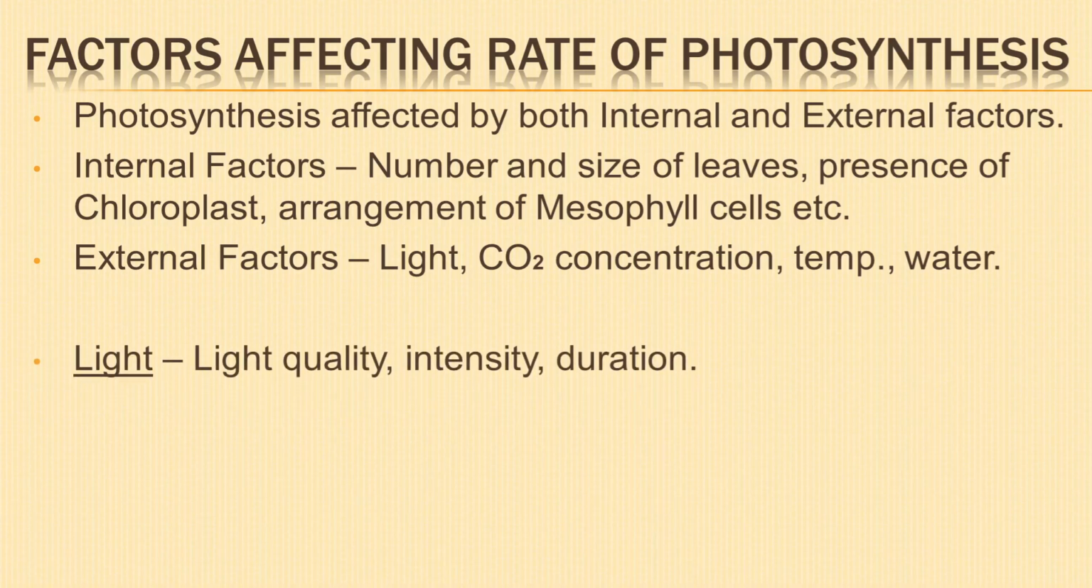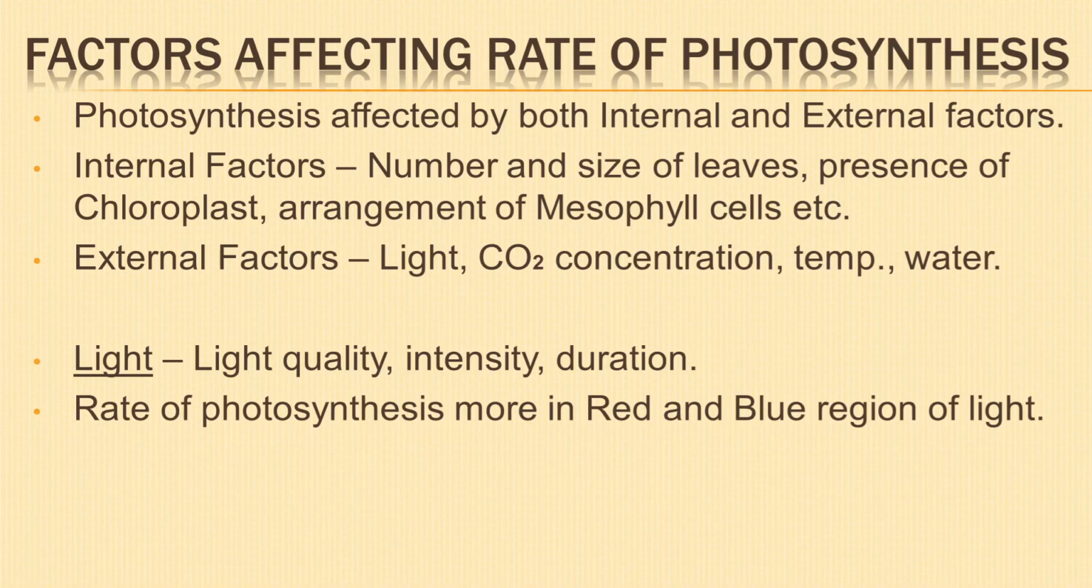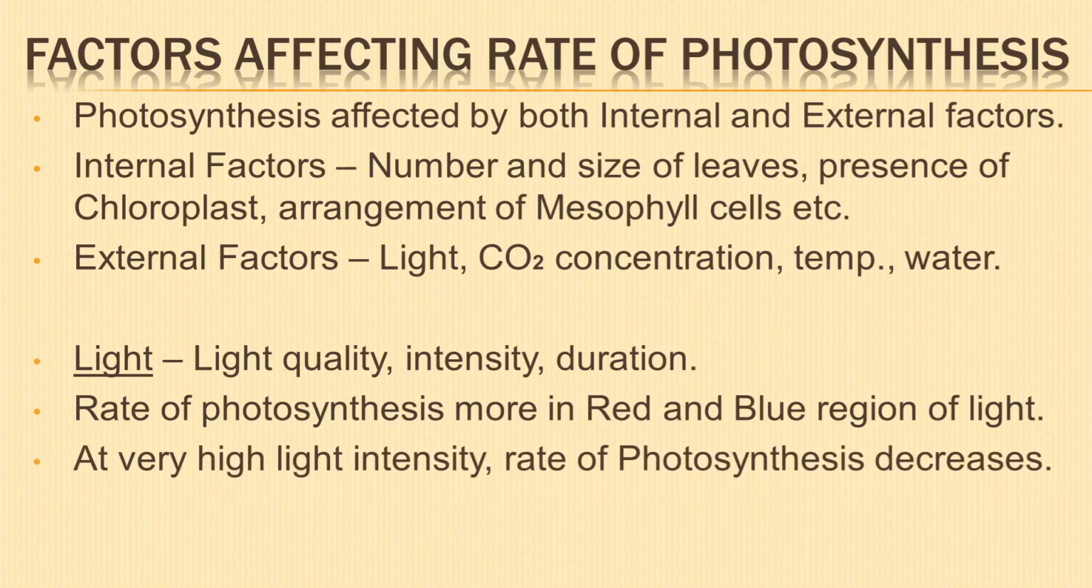Light. Three aspects of light as a factor affecting the rate of photosynthesis are light quality, intensity, and duration. The rate of photosynthesis is more in the red and blue regions of light. At very high light intensity, the rate of photosynthesis decreases as breakdown of chlorophyll molecules takes place.